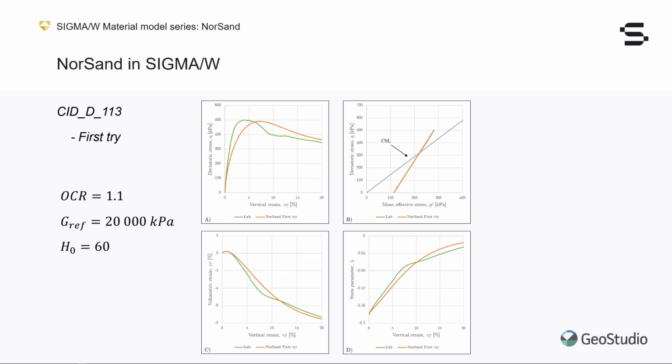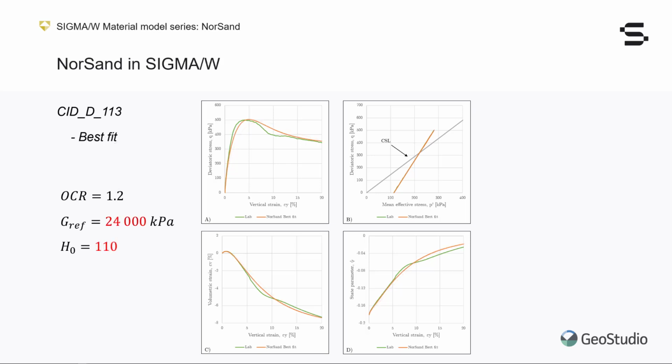In this case, it looks like the model stress-strain curve on plot A, the orange curve, is too soft compared to the laboratory results, the green curve. It is, however, worth pointing out that this first estimate already provides a very acceptable fit compared to the laboratory data. This showcases the benefits of being able to adjust most of NorSand's parameters straight from laboratory data.